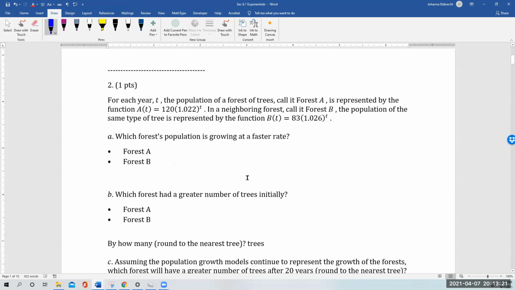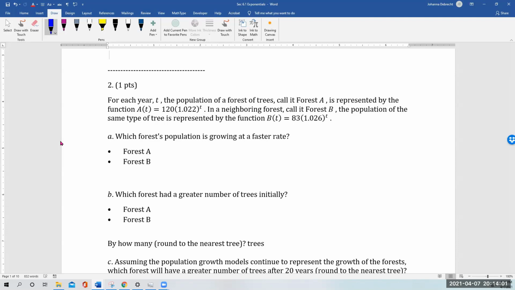In the next problem, it says, for each year t, the population of a forest of trees, call it forest A, is represented by the function A of t is equal to 120 times the quantity 1.022 raised to the t power. In a neighboring forest, call it forest B, the population of the same type of tree is represented by the function B of t, which is equal to 83 times the quantity 1.026 raised to the t power. The question wants to know which forest population is growing at a faster rate.